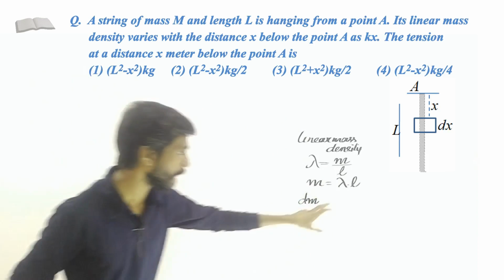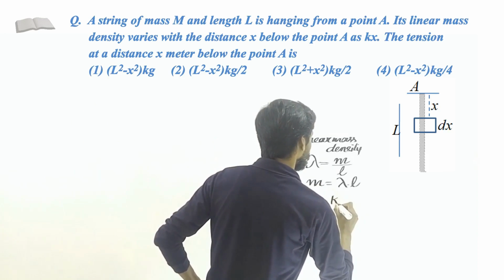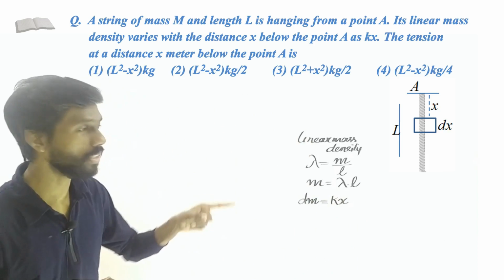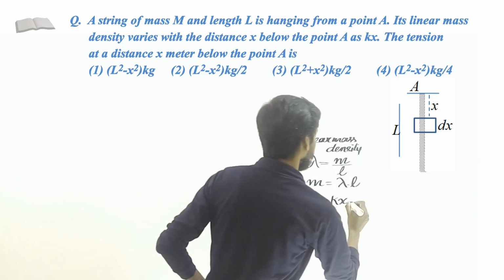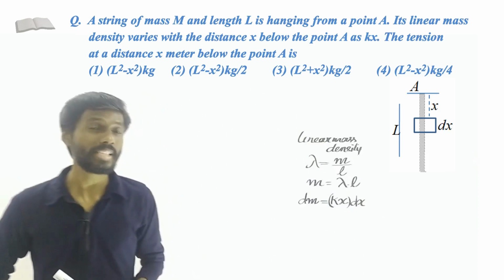So dm equals lambda. But what is lambda? That is given, it is dependent on x, so kx. So that is linear mass density multiplied by the length. But the length is what? That is dx. Dx is the length of that portion of the string. So dm is kx multiplied by dx. So we have got the mass of that part.